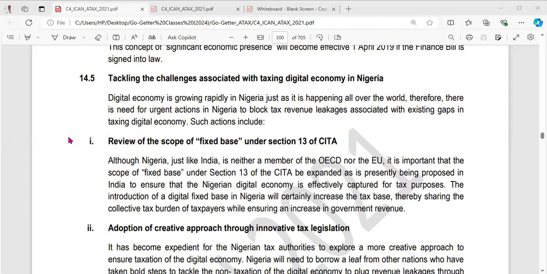Therefore, there is urgent action needed to block tax revenue leakage associated with existing gaps in the digital economy. And some of them include reviewing the scope of what we call fixed base. Like we learned in our previous class, when we look at taxation of non-residents, we said they should have a fixed base, and we saw the meaning of fixed base. Although Nigeria, just like India, is neither a member of the OECD or EU, it is important that the scope of fixed base, as it is in Section 30 of CITA, be expanded to ensure that Nigeria's digital economy is effectively captured for tax purposes.